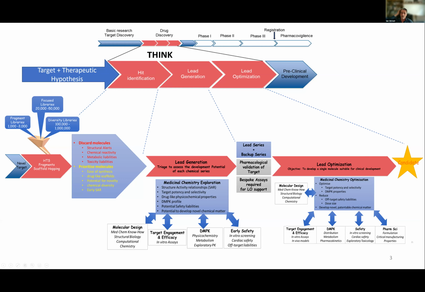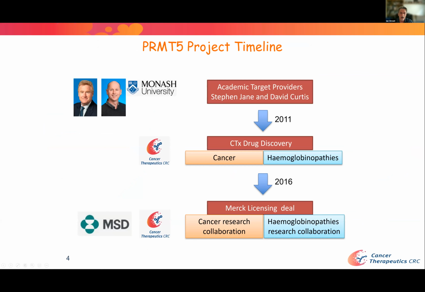So, although we're only just starting work on our first projects in Think, what I'm going to do today is use a project that we ran in the Cancer Therapeutics CRC to illustrate the process. This is a project that came to the CRC from Steve Jane and David Curtis at Monash around a protein called protein arginine methyltransferase 5, or PRMT5.